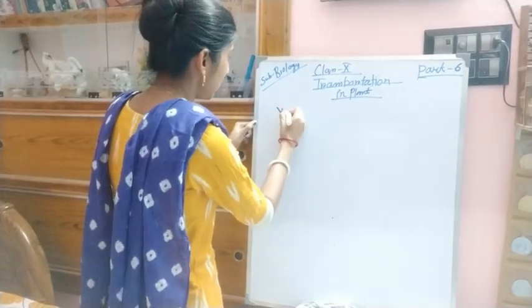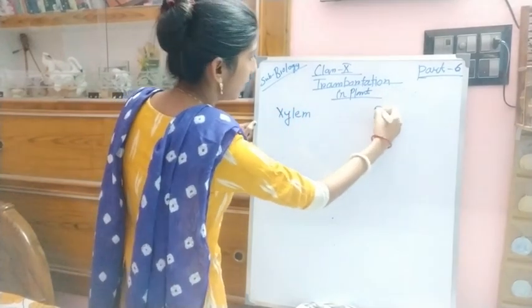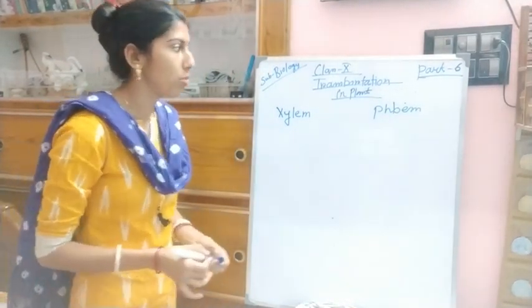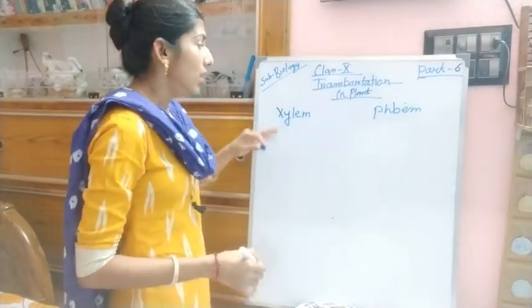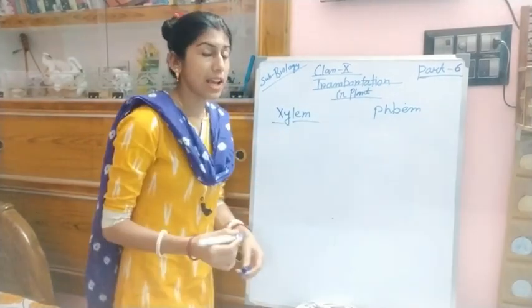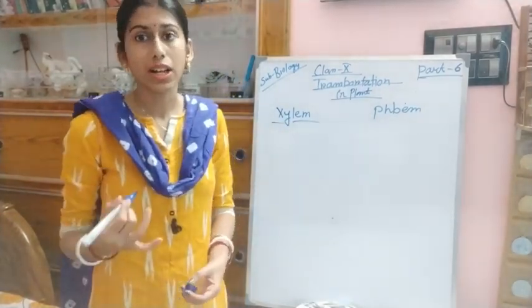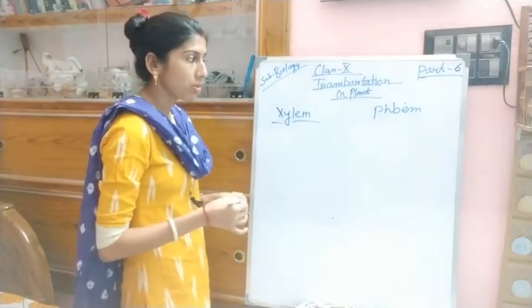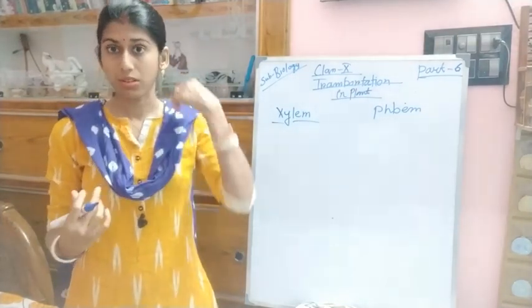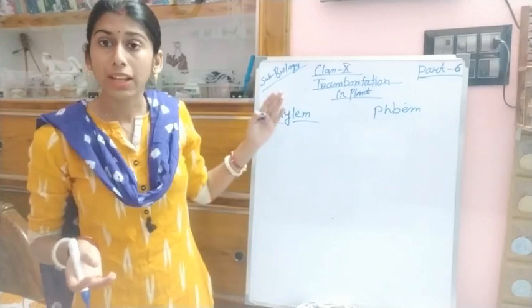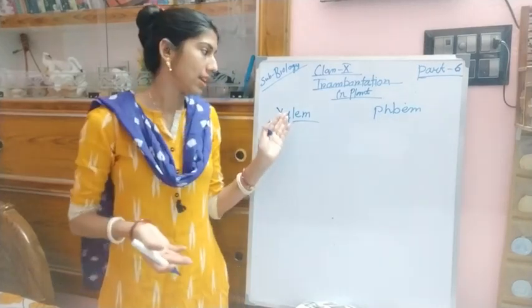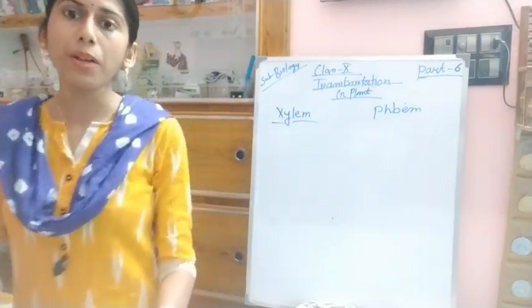So what are they? That is xylem and phloem. These two help in transportation of water, minerals, food, hormones, etc. What is the function of xylem? Xylem helps in transportation of mainly water and minerals. And what is the function of phloem? Phloem helps in the transportation of mainly food and some organic materials, hormones, etc. So mainly we can say that water and mineral transport is involved with the xylem and food transportation is involved with the phloem.